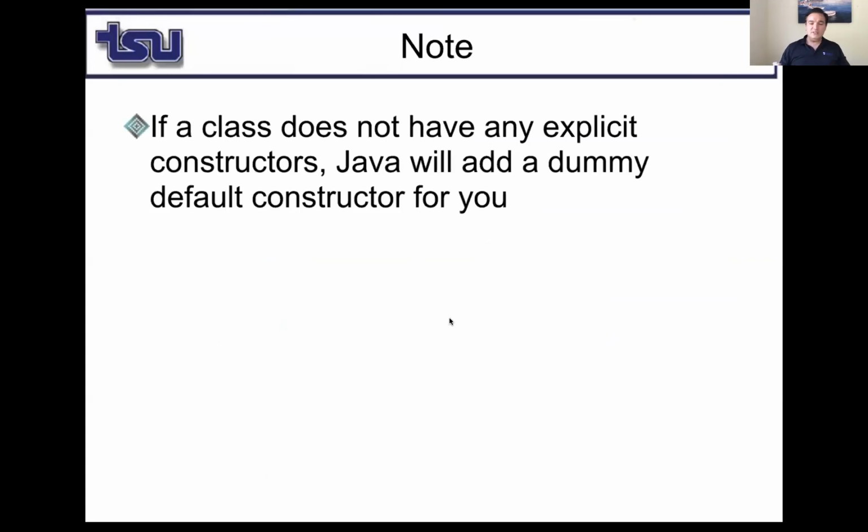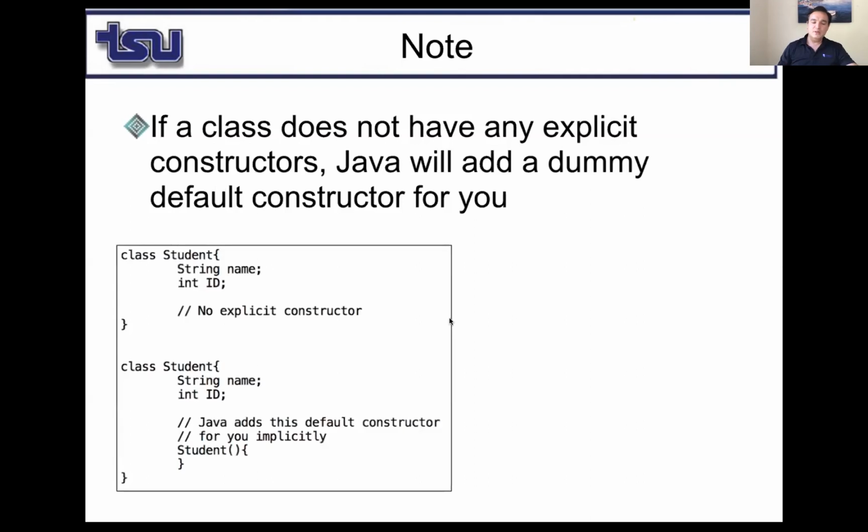Okay, some easy but important concepts. If a class does not have any explicit constructors, Java will add a dummy default constructor for you. For example, look at this. My class Student has only data members. It does not have an explicit constructor, but Java will add it for me. Java is going to add this dummy default constructor for me.